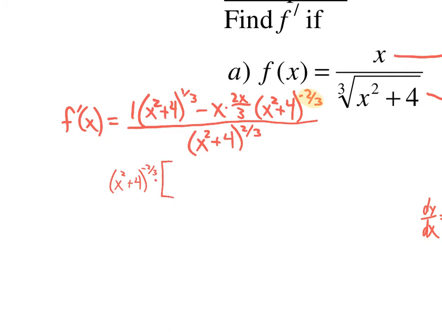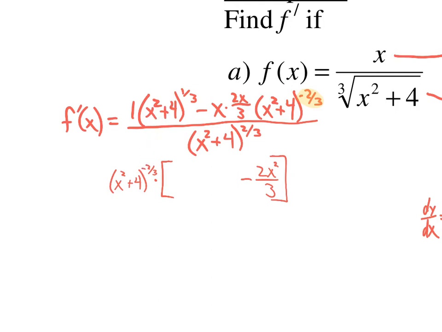Okay? The challenge here is, since I took the whole thing out, I have a 2x squared over 3 as the second part of this. But what do I get when I factor a negative 2/3 power out of something that's to the 1/3 power? That's the part that people get a little confused on.